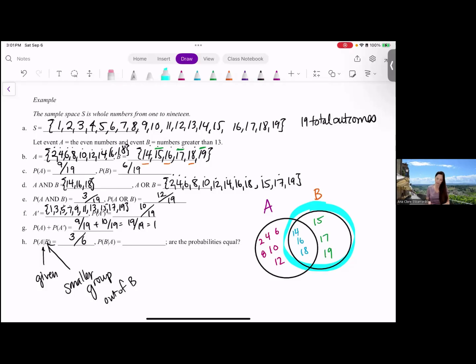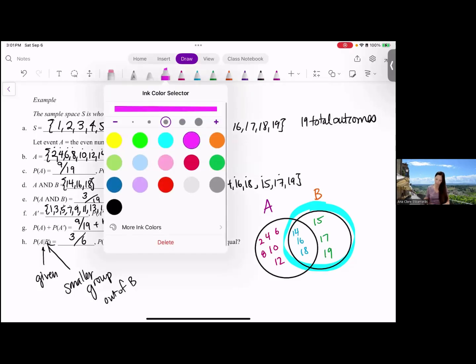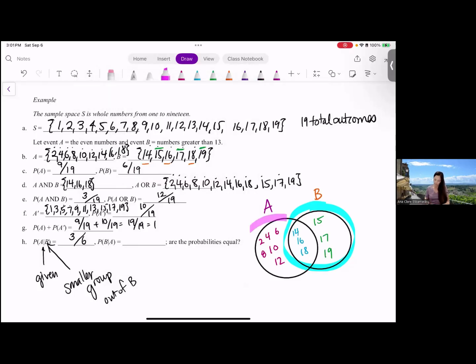So let's approach that a different way. How many were in A? 1, 2, 3, 4, 5, 6, 7, 8, 9. Of those 9, how many were in B? We know that that's 3.